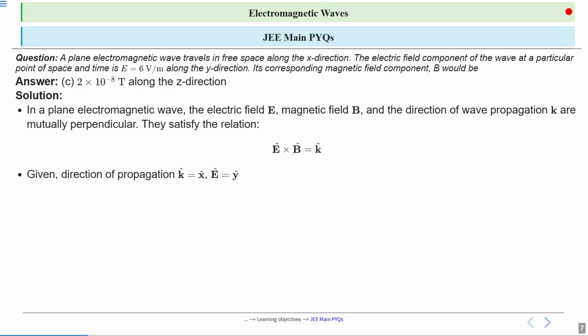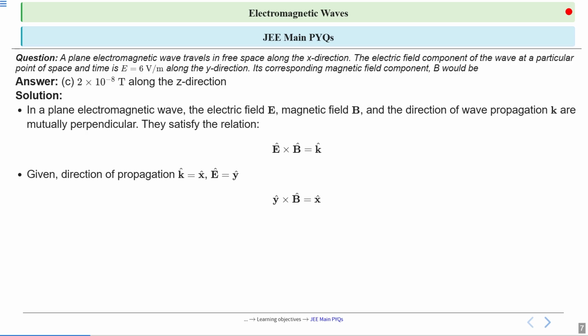The direction of the propagation vector is given along the X direction, so x cap. The direction of electric field vector is along the Y axis, so y cap. We can find using the cross product. So y cap cross B cap will be equal to x cap. According to the cyclic property of vectors, we know that i cross j, meaning x cap cross y cap, will give z cap. But here the result of the cross product is x cap.